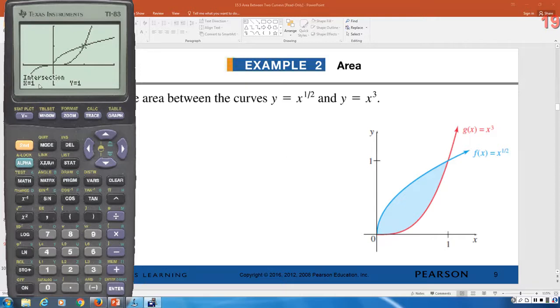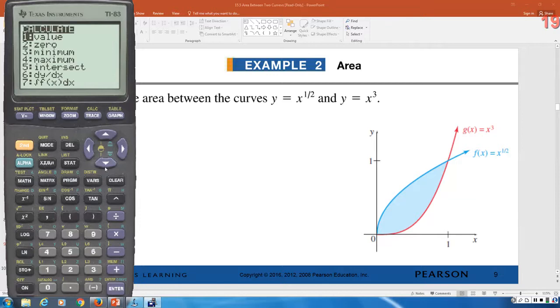But can you do it algebraically? Because I can never get my calculator to do that. That's what we were talking about. So how do you do it algebraically to find the intersection? You'll have to set x to the 1/2 equal to x to the third. So set them equal to each other, and then you'll have to solve it algebraically. But really, practice with this, Trina, because it should work.